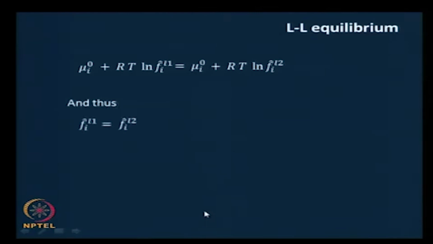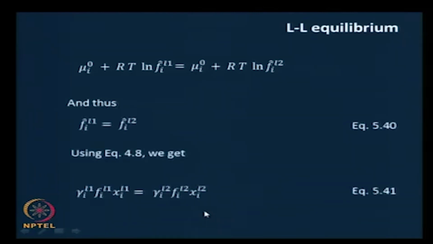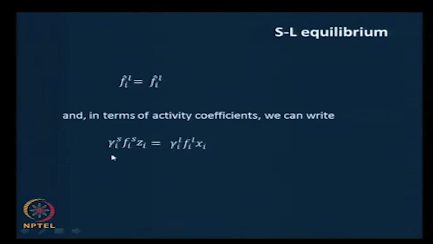For liquid liquid equilibrium such a relationship is as follows: gamma i in the L1 phase, f i L1, x i L1 must equal gamma i, the same i in the L2 phase, f i L2 and x i L2. And similarly in the solid liquid equilibrium, again from the basic condition that the fugacities must be equal, we get gamma i of the solid phase, f i solid, z i the mole fraction in the solid phase, must equal gamma i in the liquid phase, f i in the liquid phase and the mole fraction in the liquid phase.